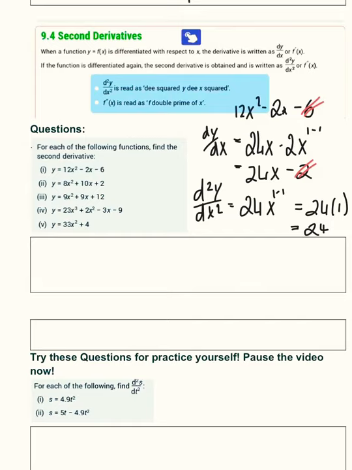So 24 is my second derivative. That's my answer. To get your second derivative, you must find your first derivative, then take that answer and find your second derivative, and that will leave you with 24. That was the first question. Please complete the rest of the questions on your screen. There are 4 more in this section: find the first derivative, then find the second derivative.